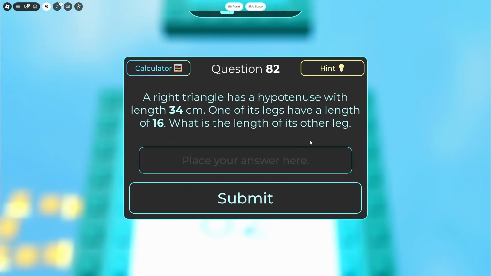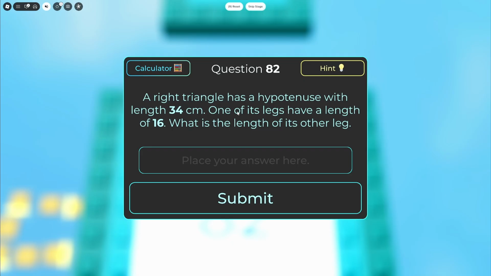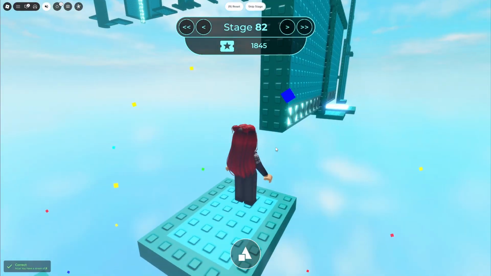Yes! Yeah! Anyway, a right triangle has a hypotenuse of 37 centimeters. One of its legs has a width of 16. What is the length of the other leg? Well, don't mind if I do some good old Pythagorean theorem. So basically we got 34 to the power of 2 subtracted by 16 to the power of 2. It'd be 900, but then we have to square root it, and it gives us 30. So it should be 30. Let's go! Okay, I can still do math.